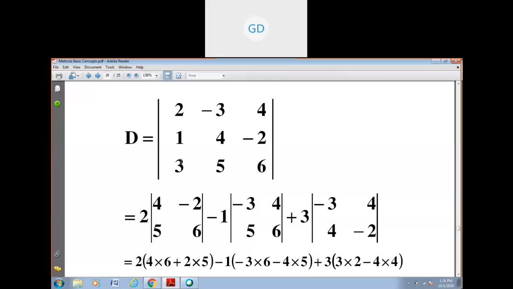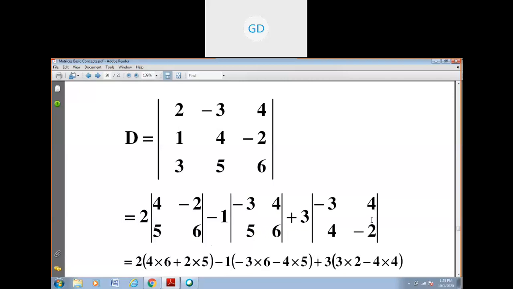Plus, along the first column, the last element is 3. So 3 contains the first column, and this element contains the third row. If we omit these two, then elements left are minus 3, 4, 4, minus 2. Exactly here: minus 3, 4, 4, minus 2. So it is just the rule for expansion that is followed here. So now along the first column it is expanded.